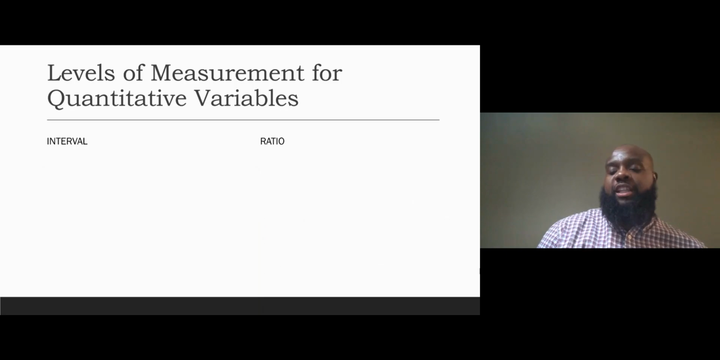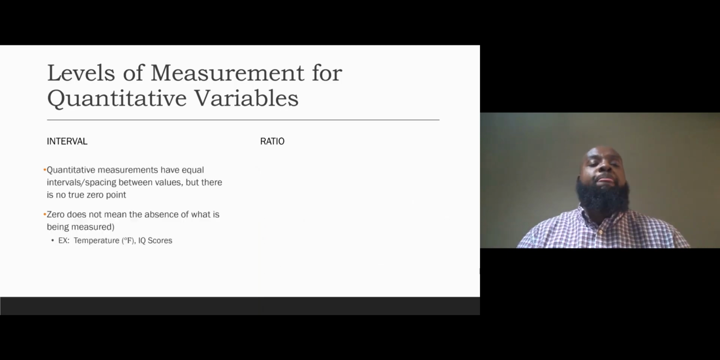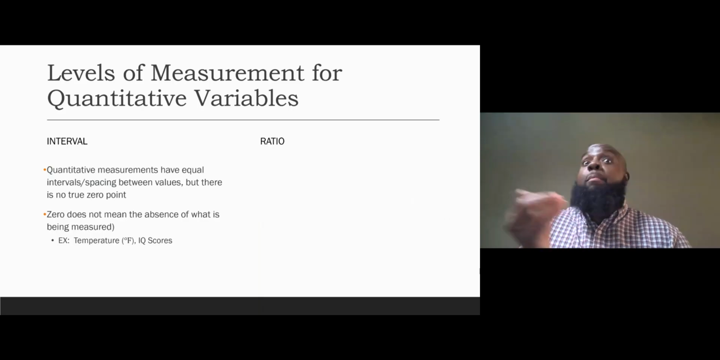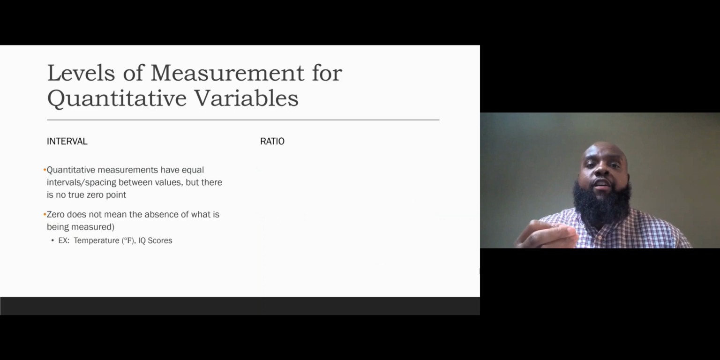This gets a little more difficult and a little conceptual here. But with interval variables measured on the interval level of measurement, these quantitative measurements have equal spacing or intervals between the values, and they're numerical because they're quantitative variables.